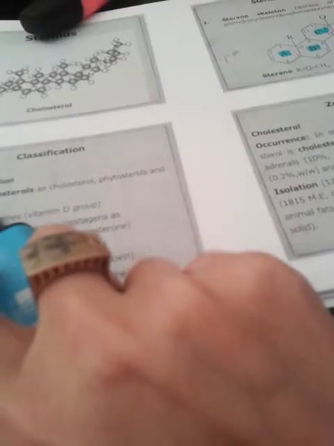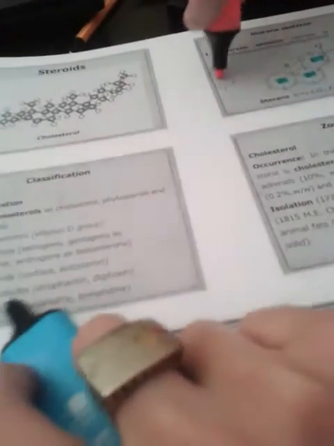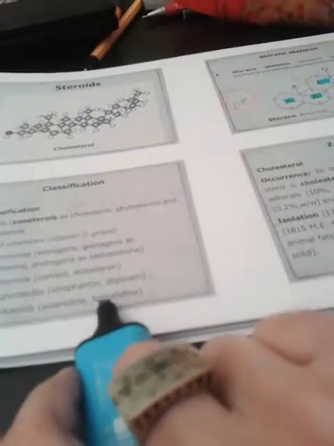Classification. Sterol or zoosterol, such as cholesterol, and phytosterol and mycosterol. Steroid vitamin, vitamin D, corticosteroid, cardiac glycoside, like strophanthin, digoxin, digitoxin, steroid alkaloid, like solanidine, tomatidine. Tomatidine is in the tomato. Okay, they are the different steroid alkaloids. Different classification.